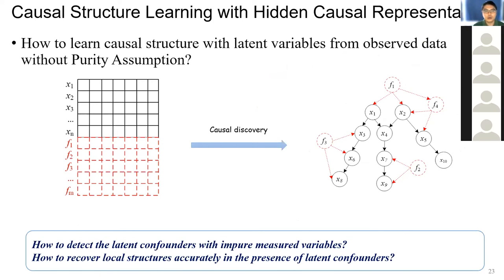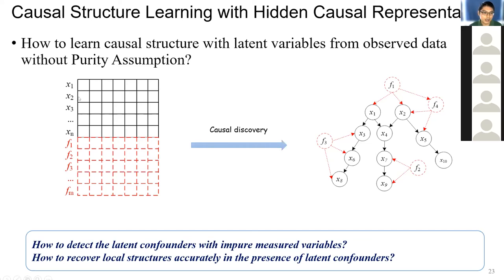Until now, what we have discussed is that there's no direct causal relationship among the latent variables, and no direct causal relation between the measured variables. So what if there is a causal relation between two measured variables that are influenced by hidden variables at the same time? How do we learn the causal structure of the latent variables from the observed data? Here is a toy example.